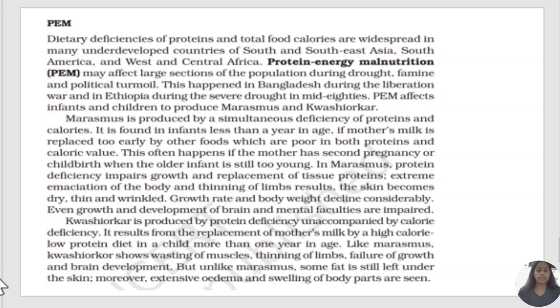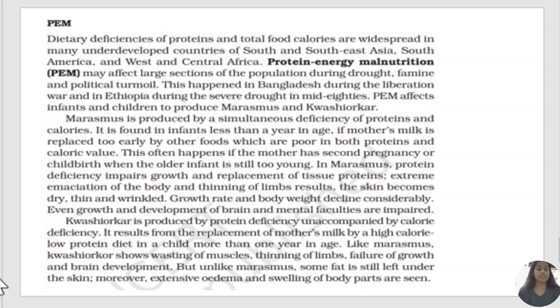PEM. So this is the last slide, and I have taken this from the NCERT textbook itself. So you can just read this. The dietary deficiency of proteins and total food calories is widespread in many underdeveloped countries of South and Southeast Asia, South America, and West and Central Africa. Protein energy malnutrition may affect large sections of the population during drought, famine, and political turmoil. This happened in Bangladesh during the Liberation War and in Ethiopia during the severe drought in the mid-80s.